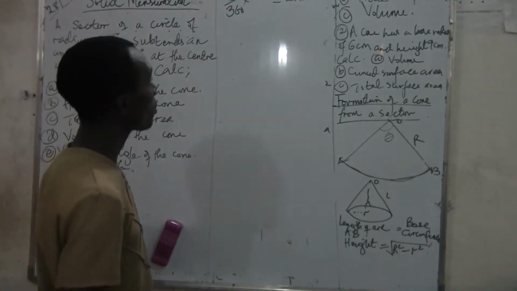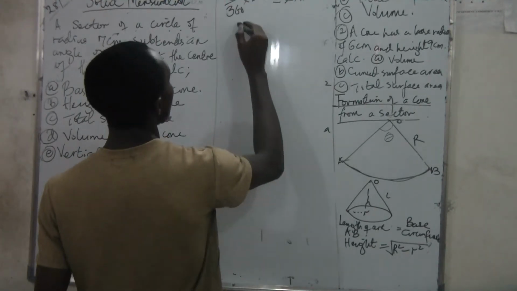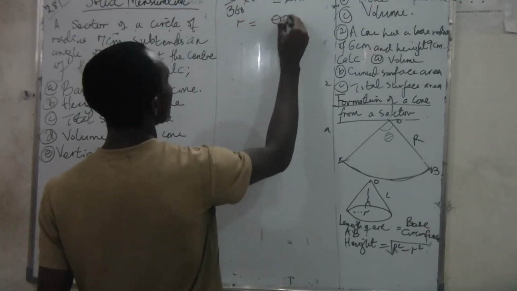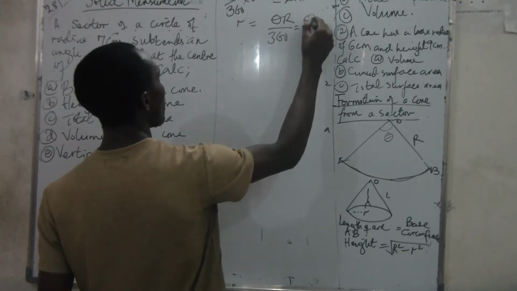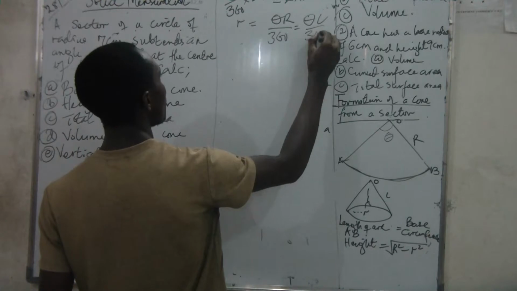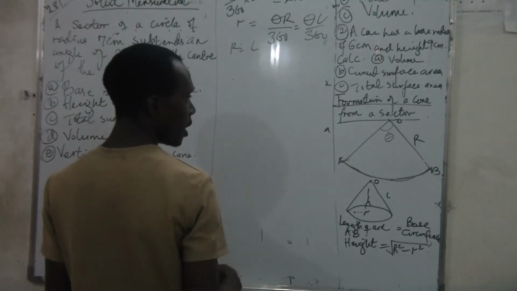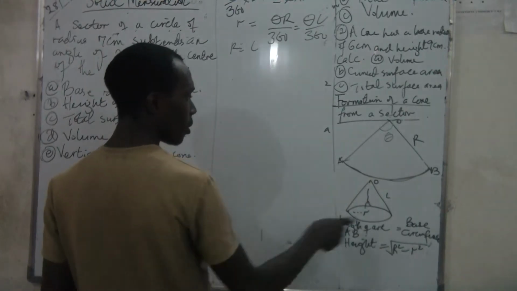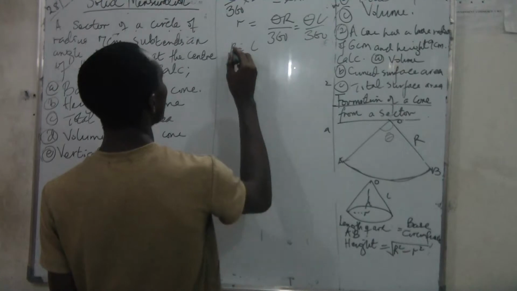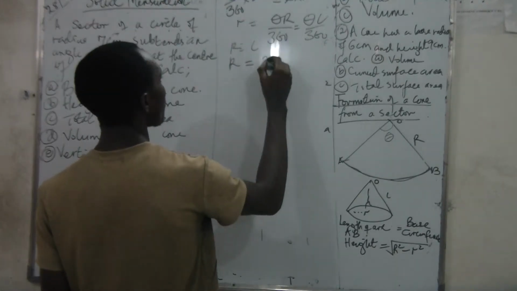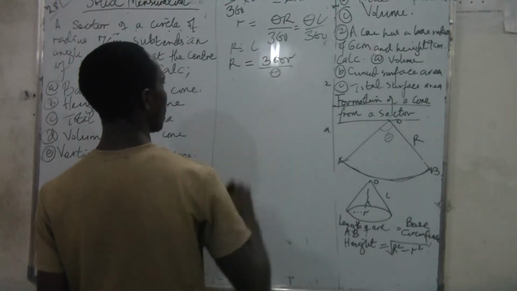So from this calculation, 2 pi will cancel 2 pi. So r is equal to theta R over 360, which is also equal to theta L over 360, because R is the radius of the large circle that will give us the slant length. We can also say that R, the capital R, is equal to 360 r over theta.